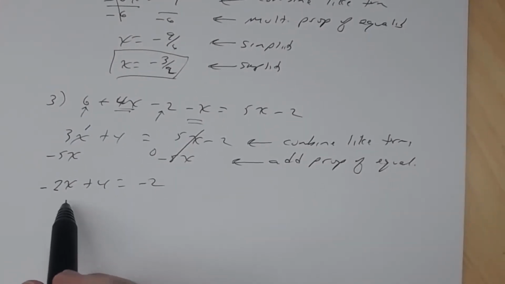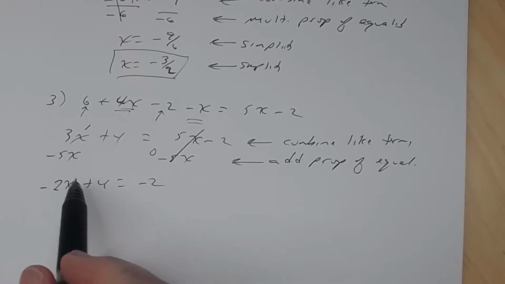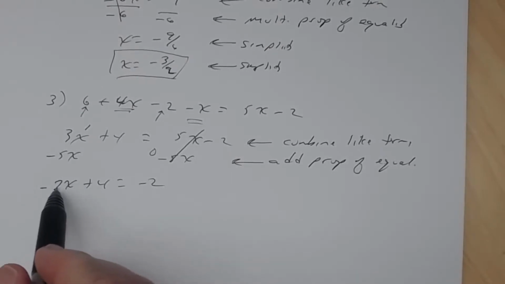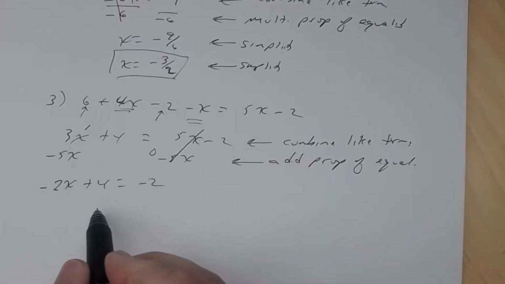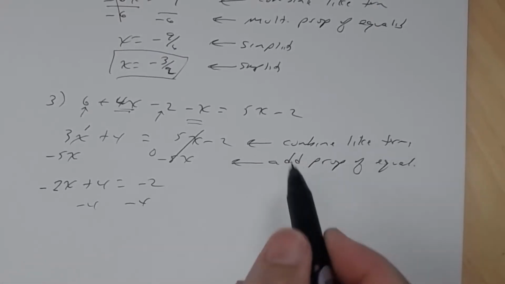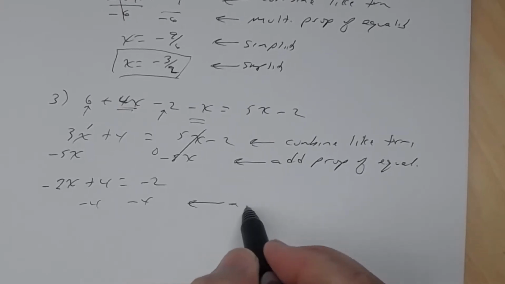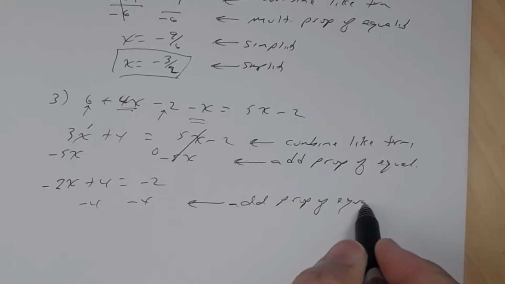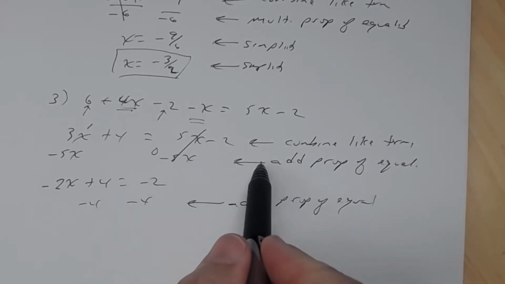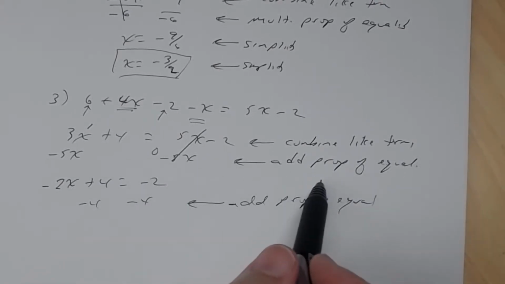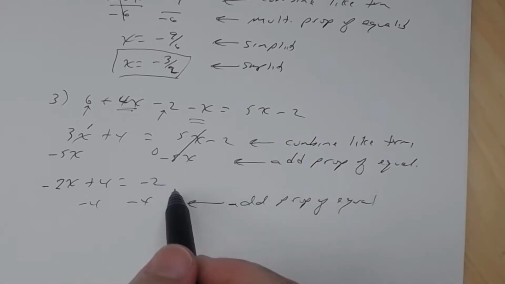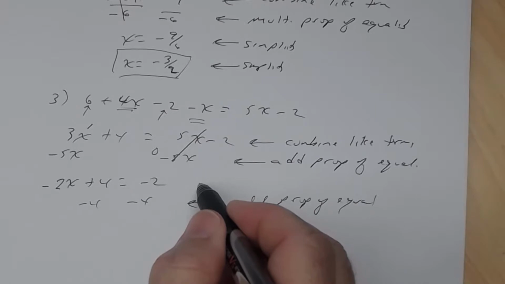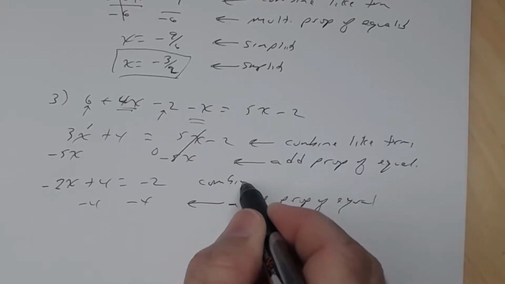All right, so notice I have now the variable term on one side, constant on the other, so I get rid of this plus 4. Always deal with the coefficient last. So I'm going to subtract 4 from both sides. And remember here I'm using the addition property of equality. And then go from here, see where I used the addition property of equality, so I subtracted 5x from both sides to get to that equivalent equation. I combine like terms.